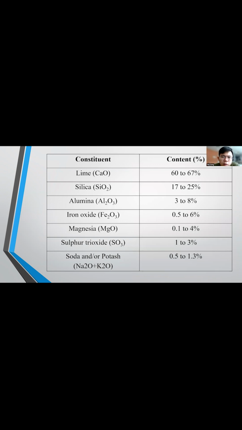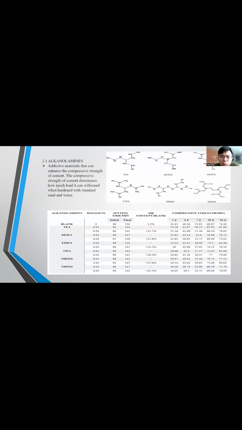So here are the constituents that exist in ordinary Portland cement. It has lime, silica, alumina, iron oxides, magnesium, sulfur dioxide, soda, and potassium. Lime actually takes a major part in ordinary Portland cement.